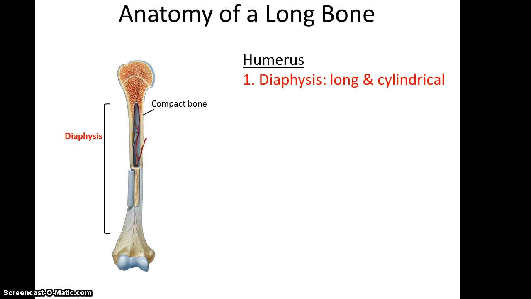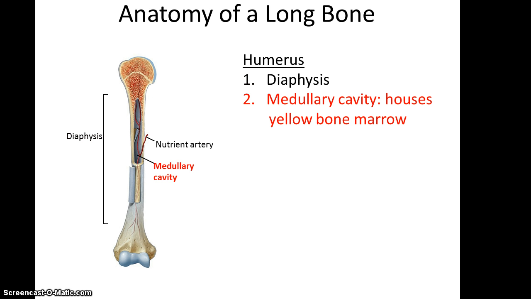Now, with a long bone, you also have a rather long diaphysis, or shaft. And within that diaphysis, you find the medullary cavity, which is a sort of open space where in adults you will find yellow bone marrow. Also, you see there is a nutrient artery, a rather large one, that enters into the diaphysis and helps provide nutrients for the inside of the diaphysis.